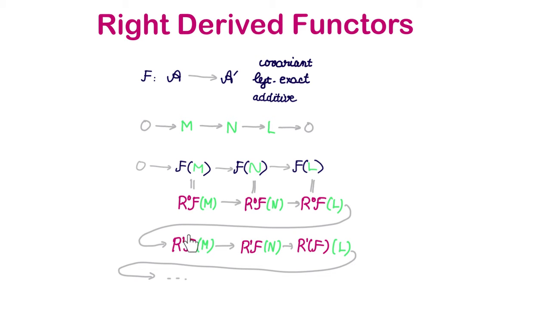We can view the first right-derived functor of f as a measure of the extent to which f fails to be exact, and then the second right-derived functor of f measures the extent to which the first right-derived functor fails to be exact, and so on.